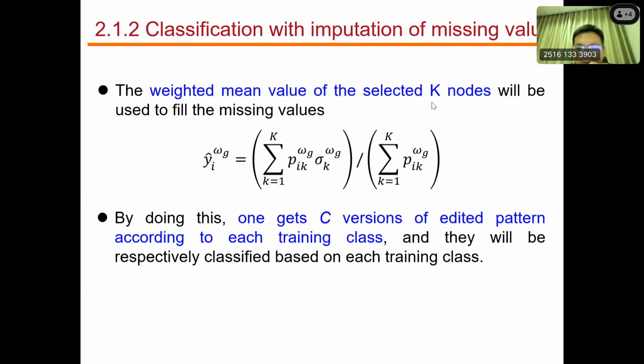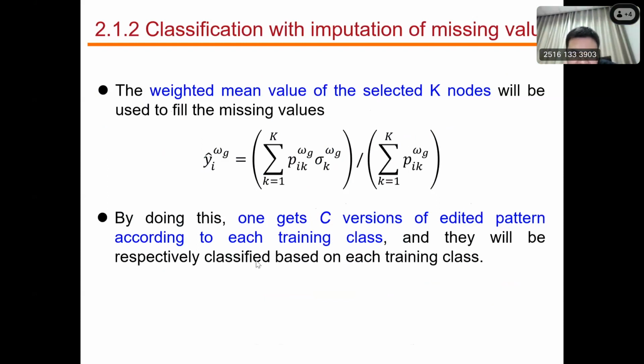The weighted mean value of the selected nodes will be used to fill the missing value. The k nodes have the complete attributes, and this is the estimate of the missing value. By doing this, we can get C versions of the edited pattern according to each training class. We consider a C class problem, so we get C versions of the edited pattern, and in such case, the edited patterns have complete values. There is no missing value.